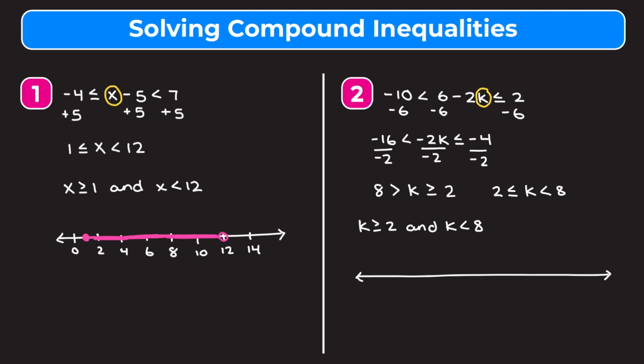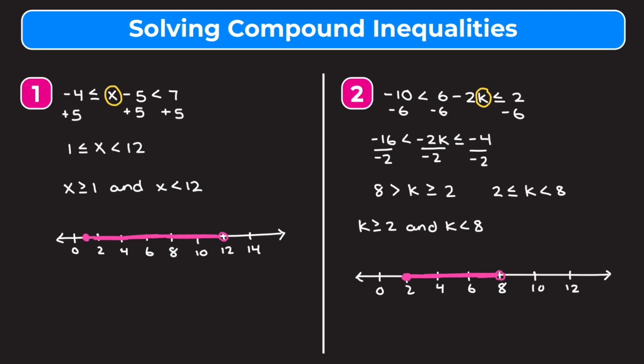So now we're going to plot this on a number line. So 0, 2, 4, 6, 8, 10, 12. K can equal 2, so I'm going to put a closed circle at 2. K cannot equal 8, so I'm going to put an open circle at 8. K is greater than 2, so that's going to be shaded to the right. K is less than 8, so that's shaded to the left. So k is between these two, so we're going to shade it like this.